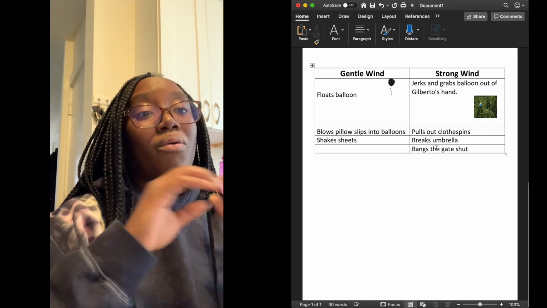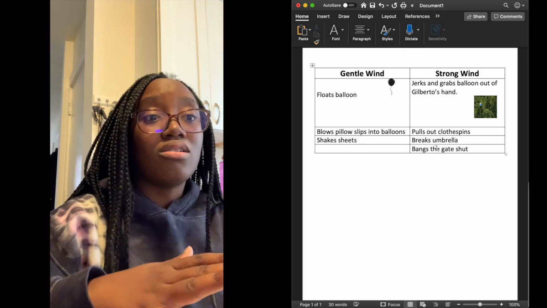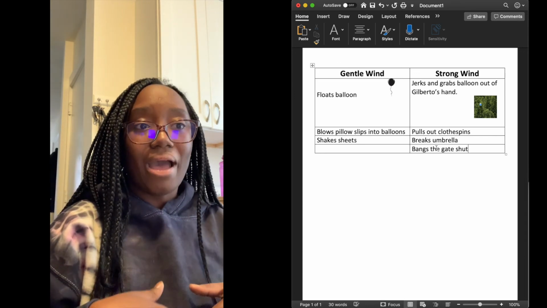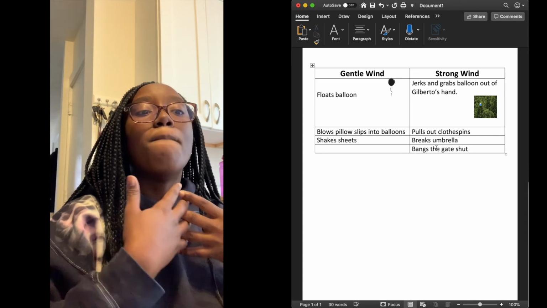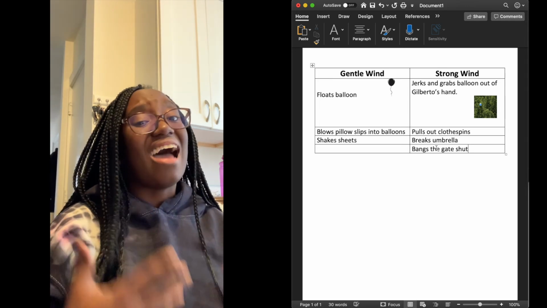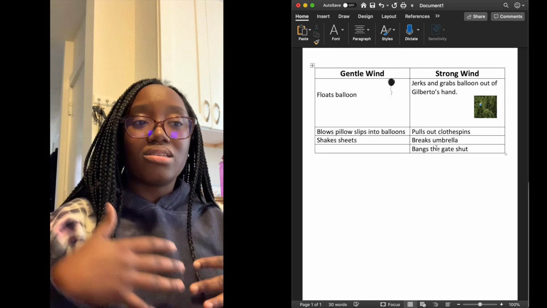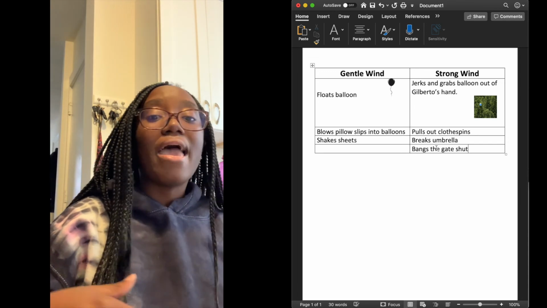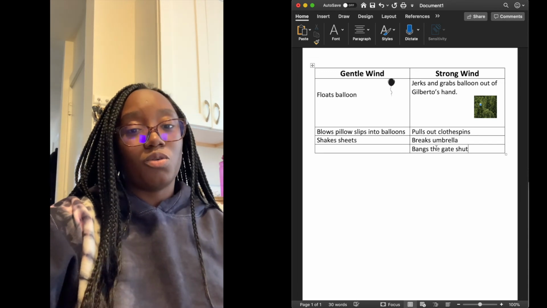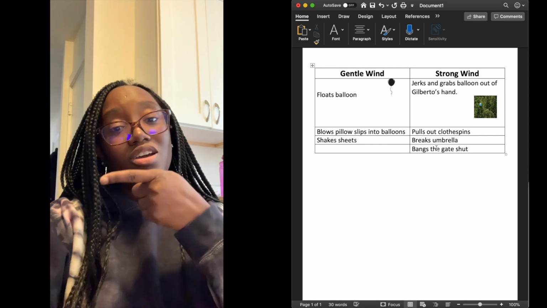So we're going to start with our chart right here. But tomorrow when we come back, we're going to add more to this because we still have a lot to read in Gilberto and the Wind. So there's going to be a lot more examples of the wind being strong and the wind being gentle. All right, now we're going to move on to what your mission is for today.